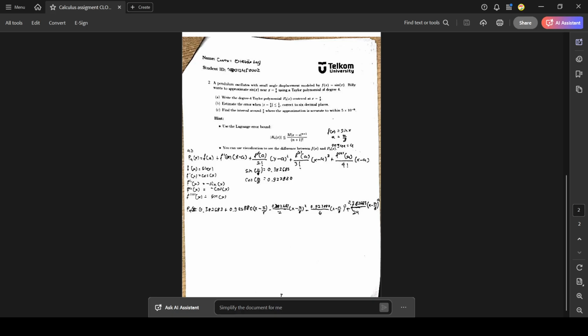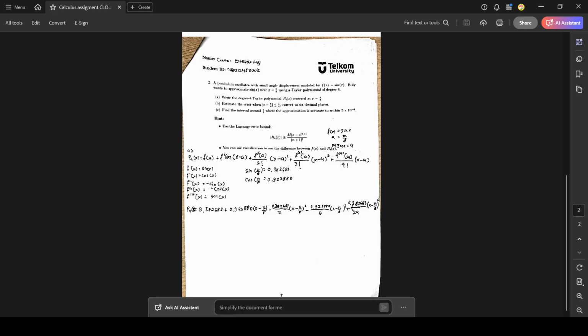So here, I'm going to start by reading the question first. A pendulum oscillates with a small angle displacement modeled by f(x) equals sine x. Billy wants to approximate sine x near x equal pi over 8 using a Taylor polynomial of degree 4. Now we look at A.